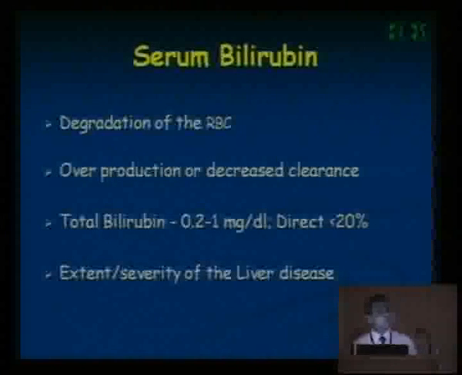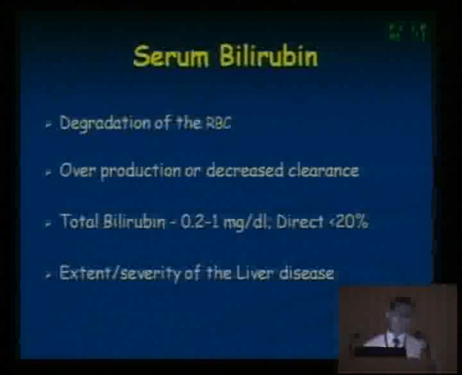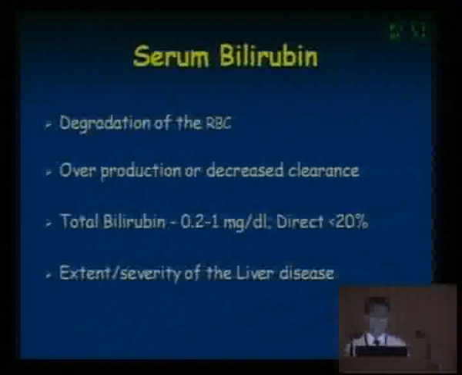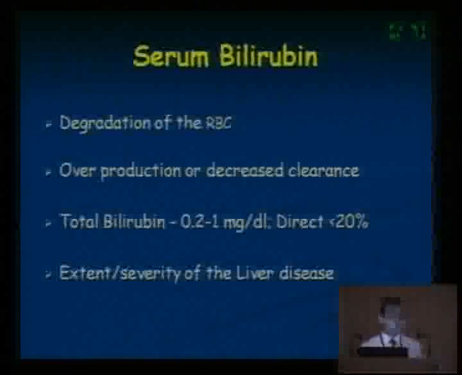Suppose you have a total bilirubin of 1 and the direct component is 0.4, you still consider that as abnormal. It's 0.4, more than 20%, though you have a total bilirubin of 1. It tells you there is something, early liver disease, which is coming in. And as a clinician, it tells the extent and severity of the liver disease.